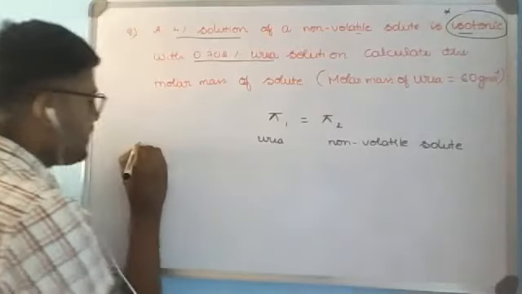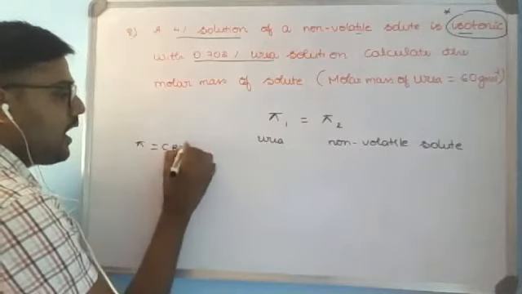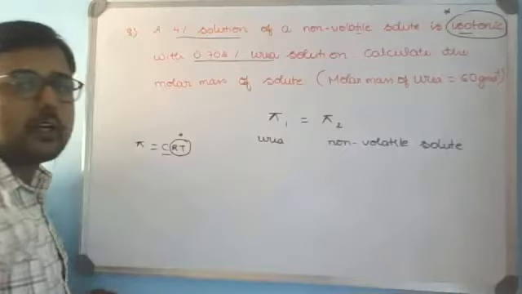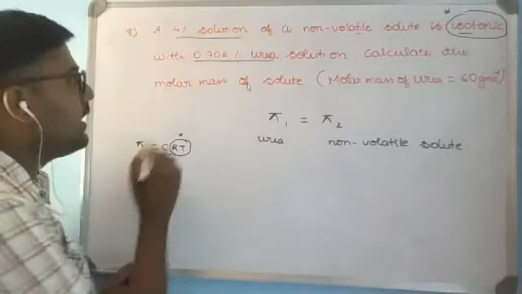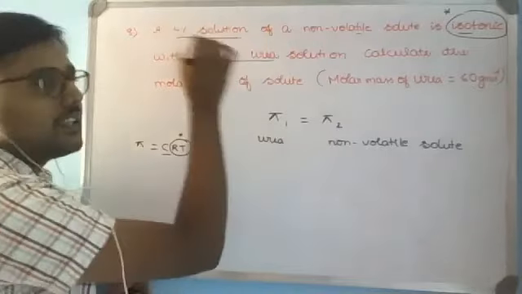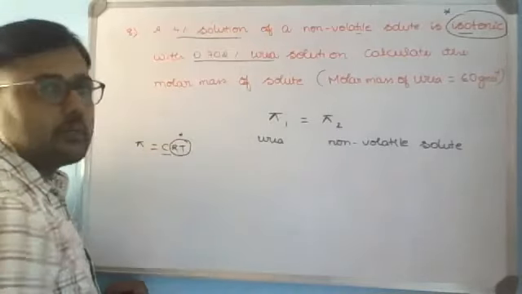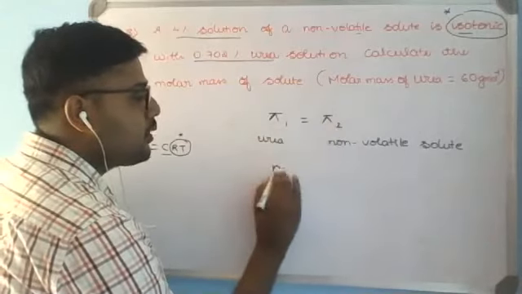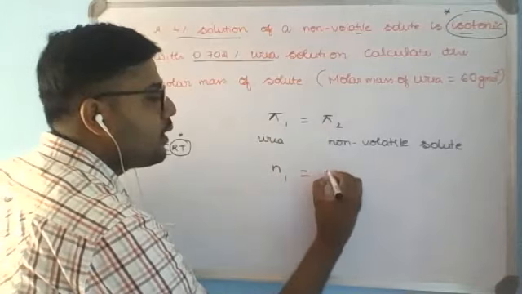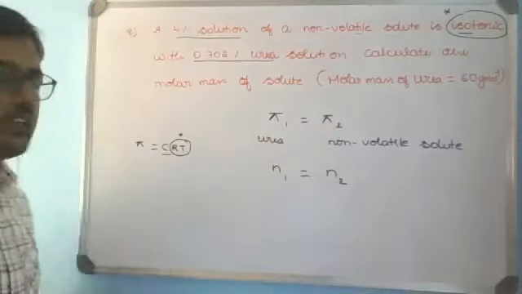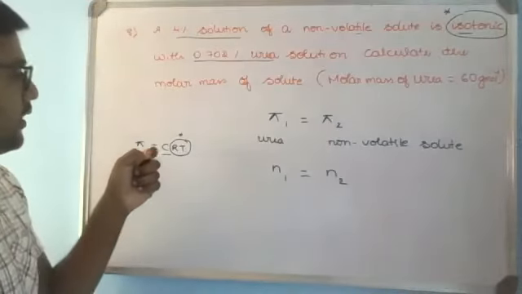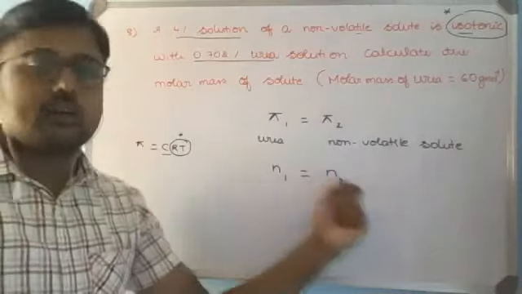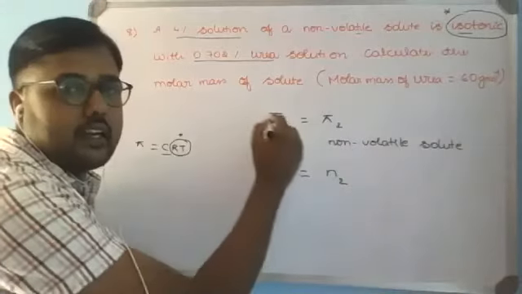We know that pi is equal to CRT, with R and T being common factors, so they cancel on either side. Concentration is the number of moles of solute divided by volume of solution in liters. With the given percentage, we'll take the volume as the same, so we'll take only the number of moles. Instead of pi 1 and pi 2, we can equate the number of moles of the first component to the number of moles of the second component. The volume is again the same, so we take only their number of moles, with the understanding of isotonic.